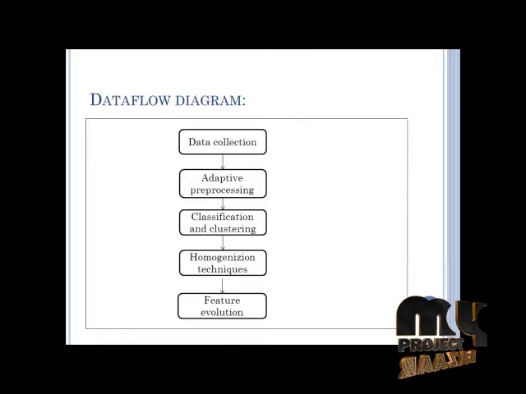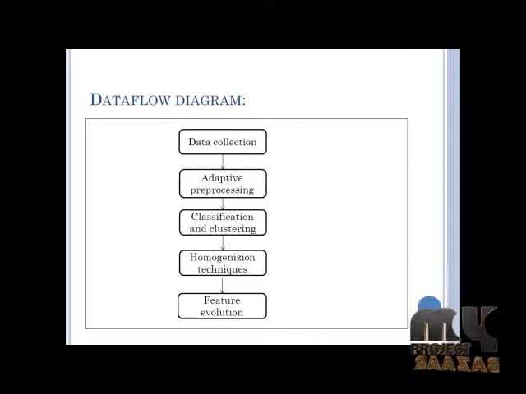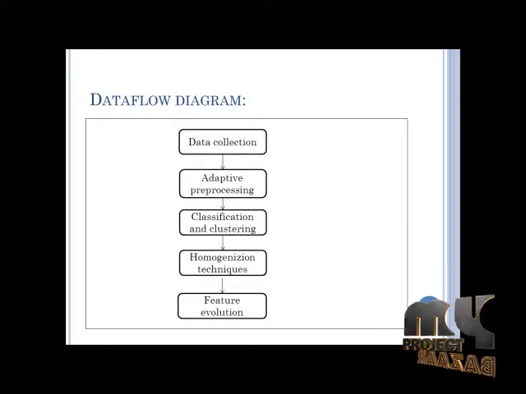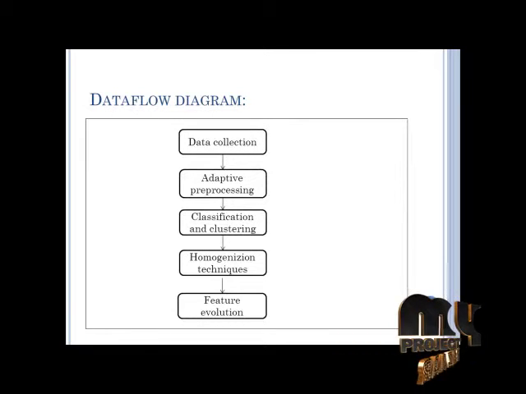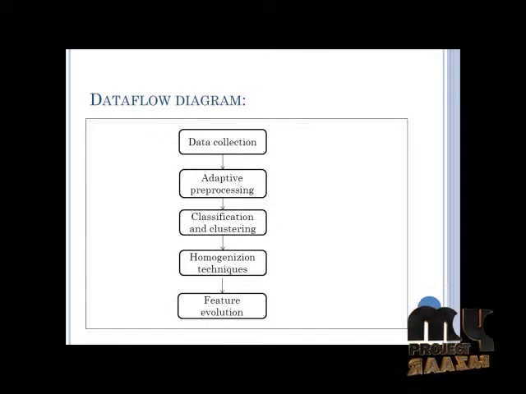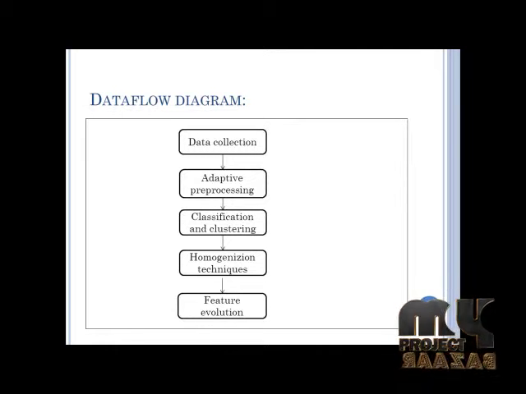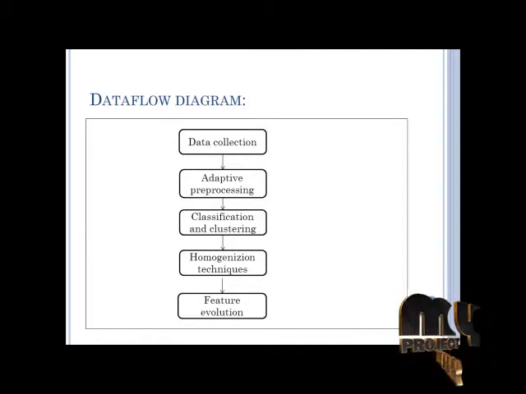Then go for the classification and clustering. In this phase, after the adaptive pre-processing, the training data can be selected. In that we have to identify the mislabeled data. After that we have to recover from that problem, so we do the classification and clustering. First classify the training data, and then cluster the data.